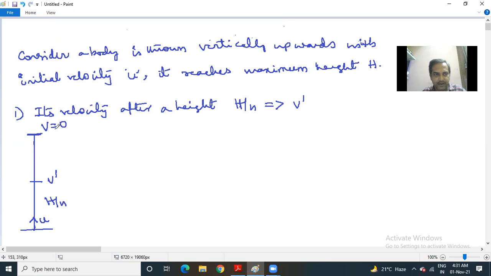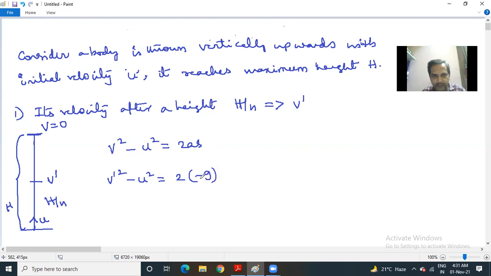Definitely it finally reaches maximum height where final velocity is 0, but we are not interested in that. We are interested in getting the equation for v dash. So make use of v square minus u square is equal to 2as. Now, v dash square minus u square is equal to 2, and since it is moving under gravity, g negative, and the distance is going to be H by n.